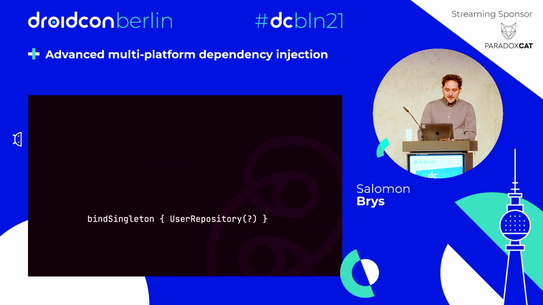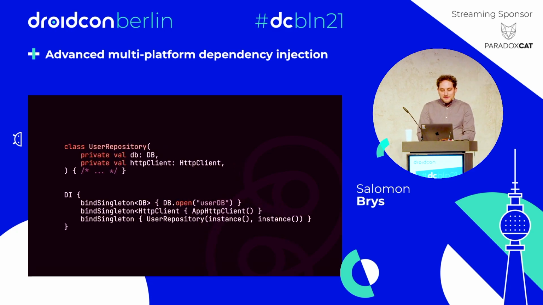Kodein-DI has a method called instance, and that instance method is requesting the instance from Kodein-DI, and with that, Kodein-DI will find the right instance corresponding to the right binding of the right type. So you don't have to tell it, OK, I want an instance of DB, HTTP client. The magic of Kotlin type inference makes the syntax pretty easy. So that's how you inject dependencies as constructor parameters.